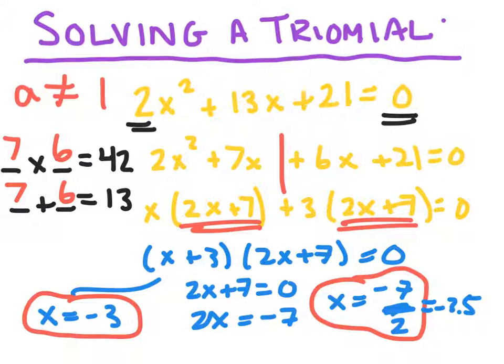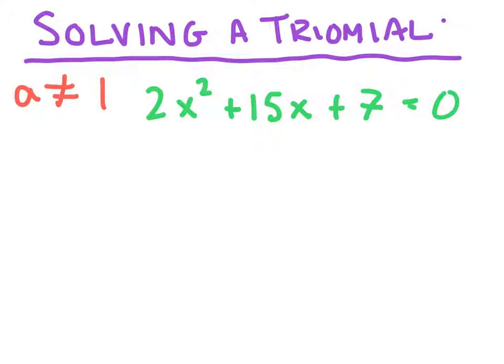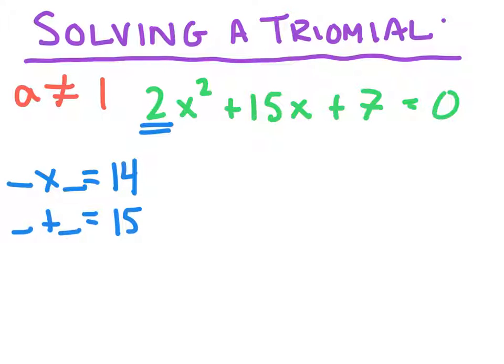Let's do one more to give you extra practice. So again, we notice there's a lead coefficient of 2, so it changes things. We're looking for two things that multiply to 14 but add to 15. And looks like maybe 14 and 1 is what it is, isn't it? 14 and 1 are our two numbers.